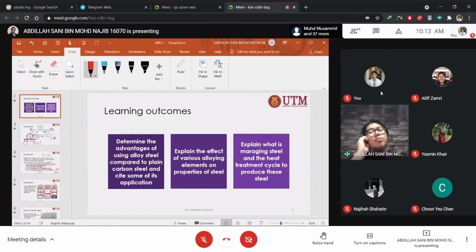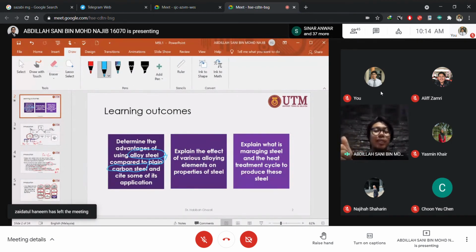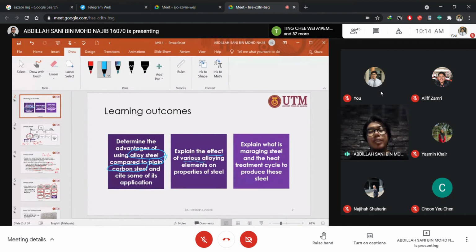The learning outcome for today, just so that we are clear what we are going to put ourselves into: we want to be able to determine the advantage of using alloy steel compared to plain carbon steel. So we want to compare these two. That is our first target for today, and we want to be able to explain the effect of various alloying elements.